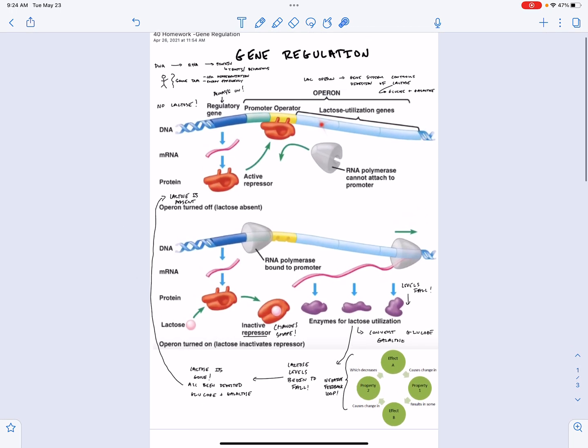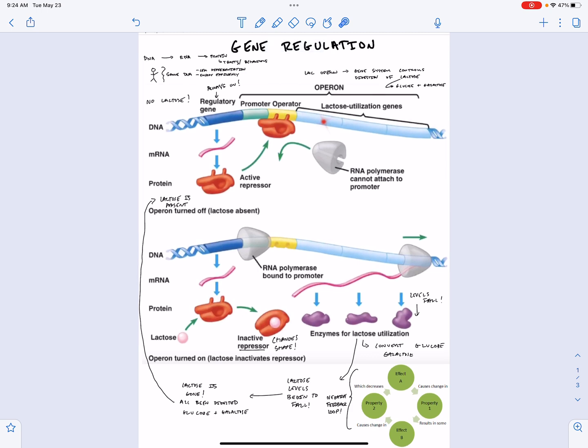And this is a very basic example of how genes are regulated.